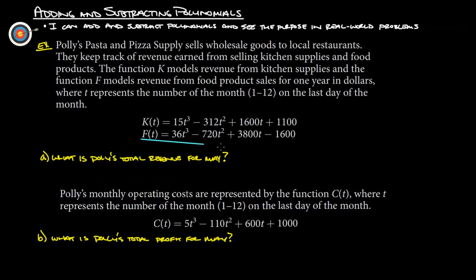So let's add these things together. We'll put a little bar here. Really we're going to get K plus F, really it's K of T plus F of T equals, and then we're going to add these things all together. So 15 and 36 make 51. 51 T to the third.